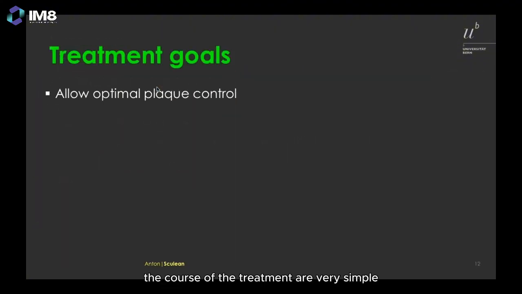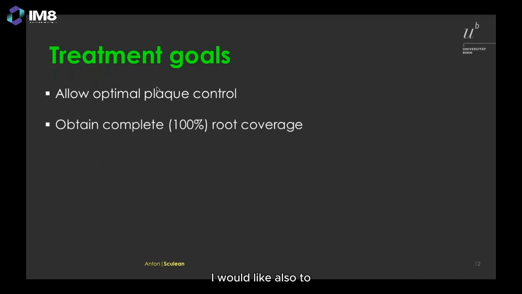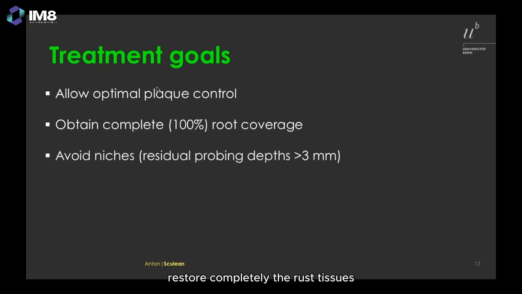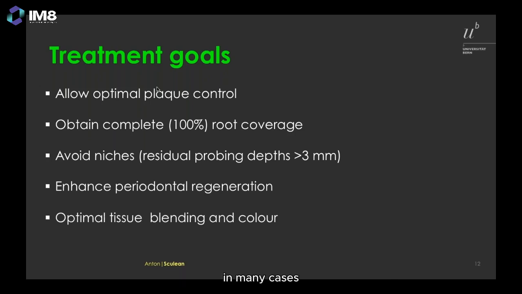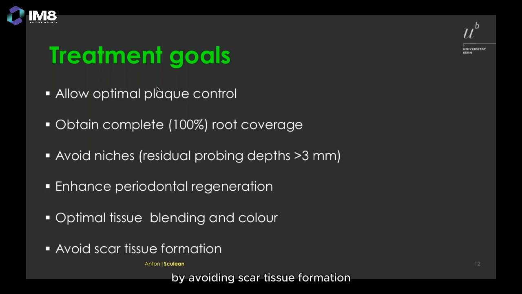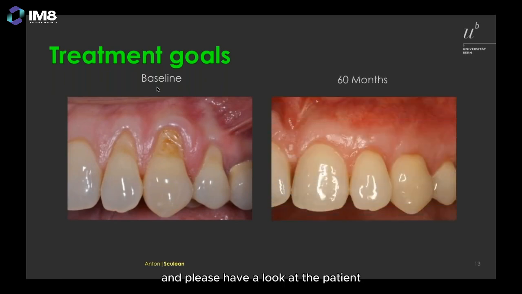The goals of the treatment are very simple. First of all, we help the patient to clean. I would like also to restore completely the lost tissues, but also to avoid niches, to avoid residual pockets, a pocket depth exceeding 3 millimeters. For this reason, we would like to enhance periodontal regeneration in many cases, but also to enhance a nice tissue blending and color by avoiding scar tissue formation. And please have a look at the patient after about 5 years of following the treatment, and we can clearly see a very nice contour of the soft tissues.